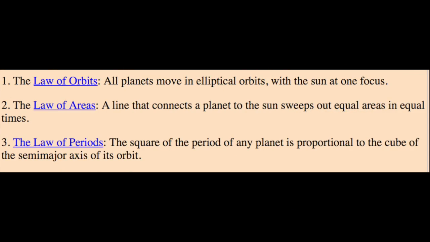Kepler's laws. The first law, the law of orbits, states all planets move in elliptical orbits, with the Sun at one focus. The second law, the law of areas, states a line that connects a planet to the Sun sweeps out equal areas in equal times. The third law, the law of periods, states the square of a period of any planet is proportional to the cube of a semi-major axis of its orbit.